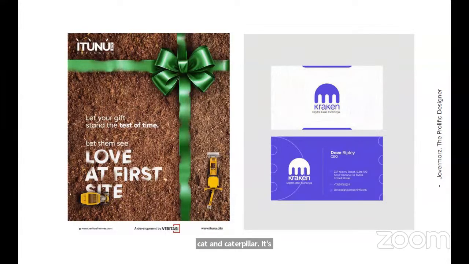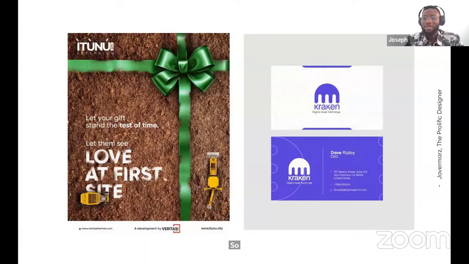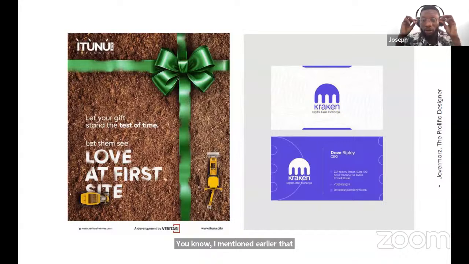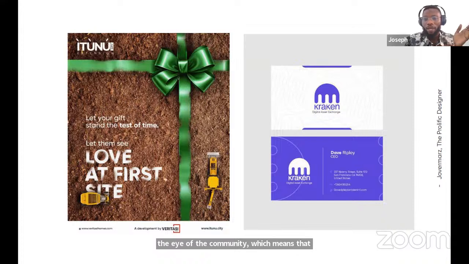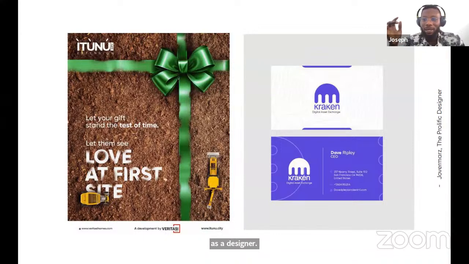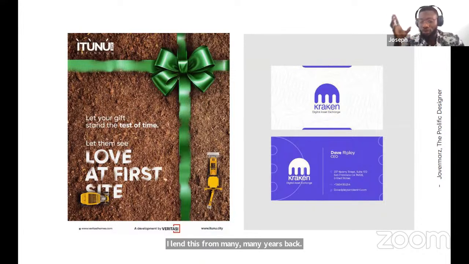So how deep should one be? Okay, so to explain that, I mentioned earlier that as a designer, you are the eye of the community, which means that you see what other people do not see. And I went on to say you should always look beyond what you see as a designer. I learned this many years back, even before I fully got into design. I just knew that you have to look beyond what you see, right?